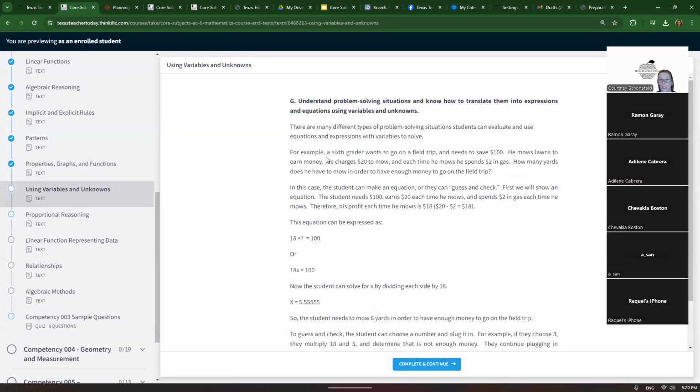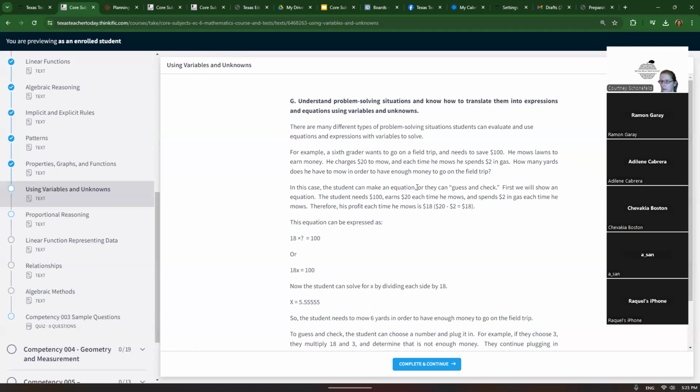Using variables and unknowns. So understand problem-solving situations and know how to translate them into expressions and equations using variables and unknowns. There are many different types of problem-solving situations that students can evaluate and use equations and expressions with variables to solve. For example, let's say a sixth grader wants to go on a field trip and he needs $100. He mows lawns to earn money. He charges $20 to mow, and each time he mows, he spends $2 in gas. How many yards does he have to mow in order to have enough money to go on the field trip?